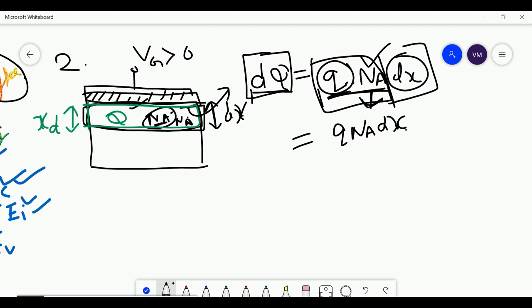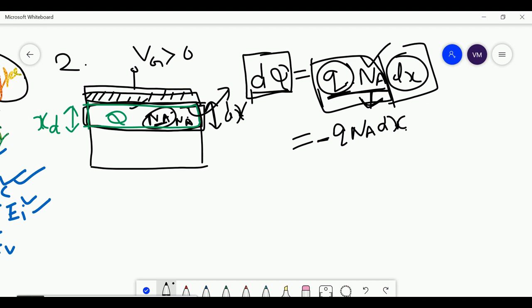QNA dx. One more thing, a negative sign will appear here. Why negative sign? Because these are Na negative ions. That's why a negative will appear here. Fine. Now we will make use of one important equation which you might have studied in mathematics 2, M2, of your BTech syllabus. That is the Poisson equation.